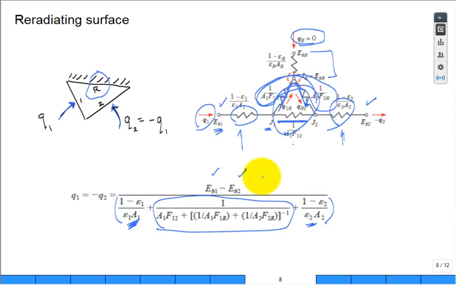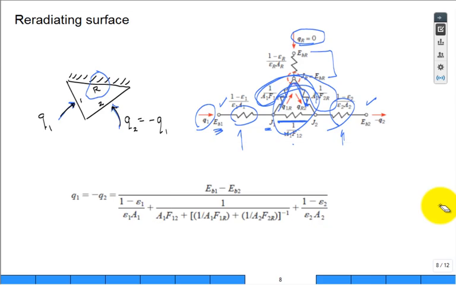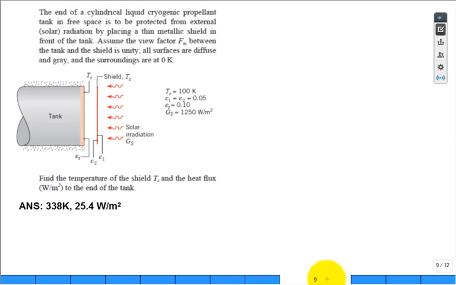All right. This equation looks overwhelming, doesn't it? But it's really not overwhelming. I would say if there's a 3-surface enclosure on the exam problem, 50% of the time, one of those surfaces is re-radiating. So we want to make sure to be able to solve a problem like this. All right. Let's solve this problem.